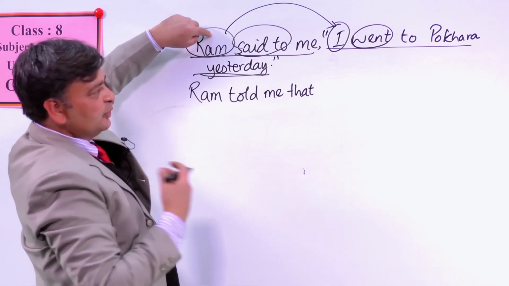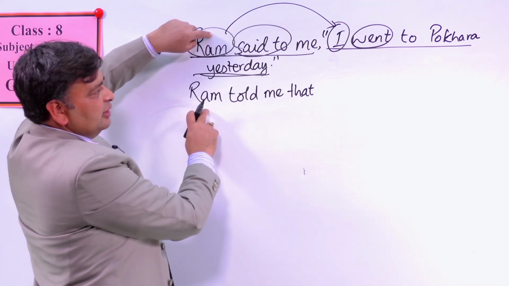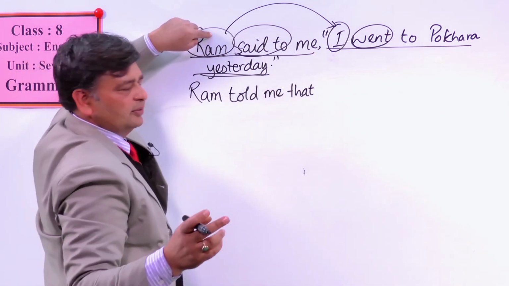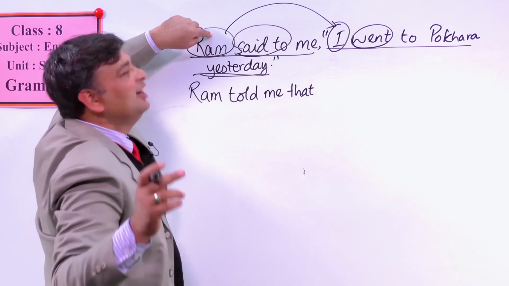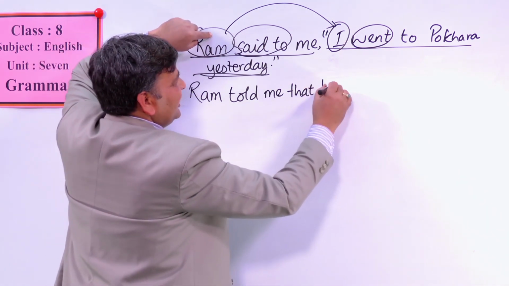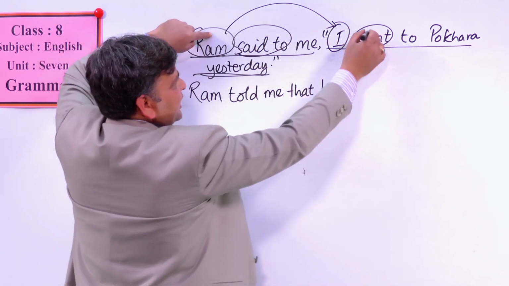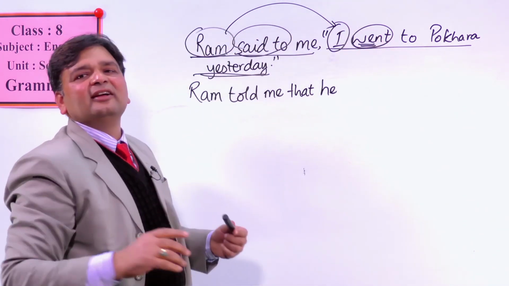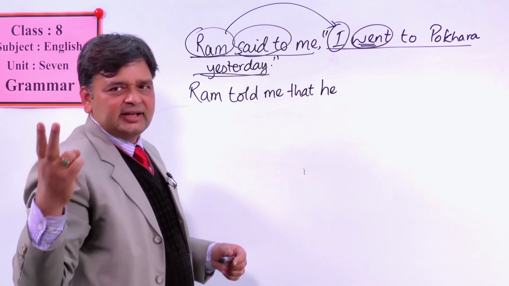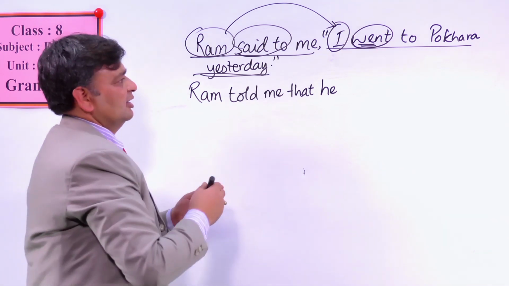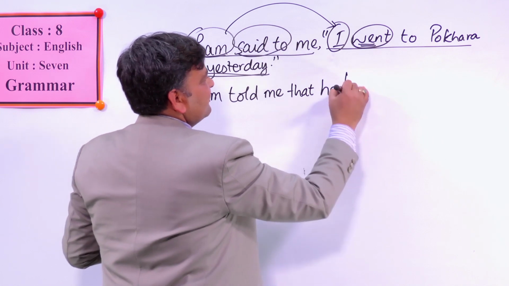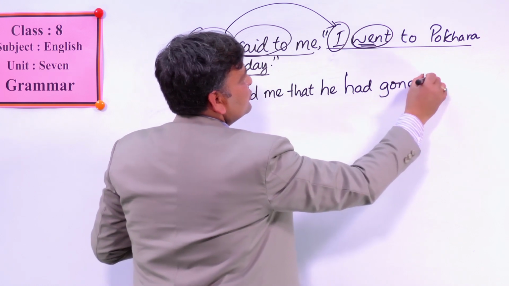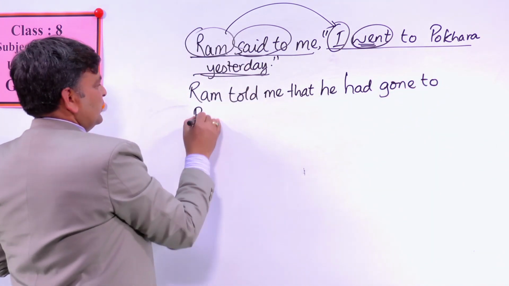So when I report about Ram, how do I report him? Do I call him you? No. Do I call him she? He. Okay, good. He. And then we have a past verb here, went. Went is the past form of go. Go, went, and gone, good. So we will have had and then gone to Pokhara.